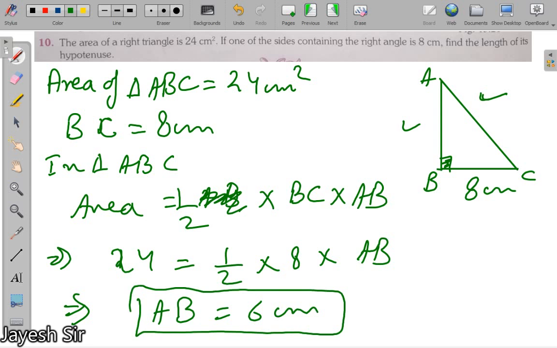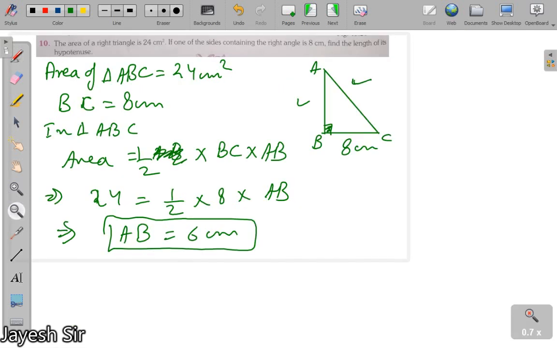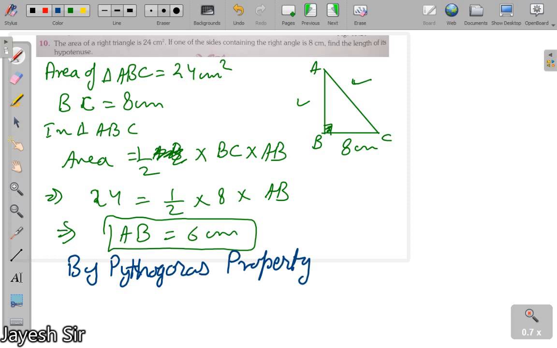Once again I am leaving the calculation part to you, because I am confident that you can do this sort of calculation at least. Now we have to determine the value of AC. So again we use the Pythagoras property. By Pythagoras property, AC square is equal to AB square plus BC square.